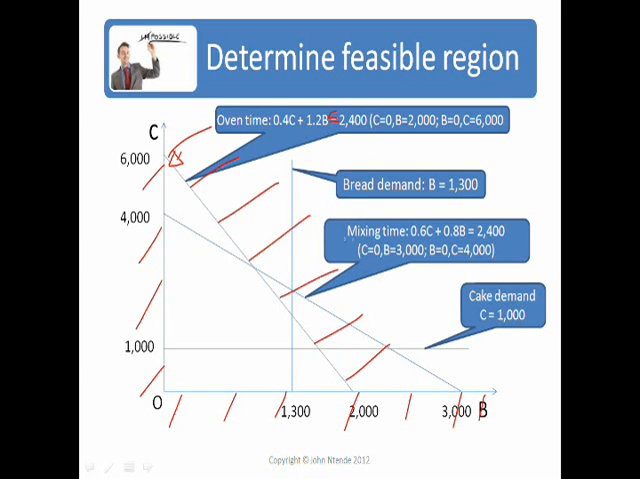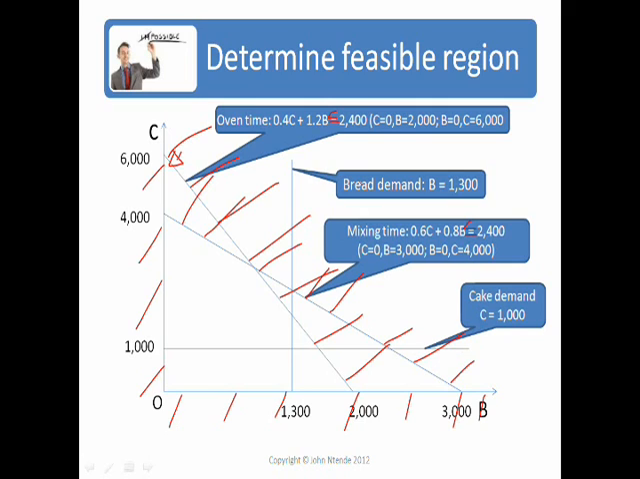We're going to do the same thing for mixing time. We're told that mixing time should be less than or equal to 2400. So we shade off the upper side just like this. So this side represents the greater than side, and we're not interested in this.